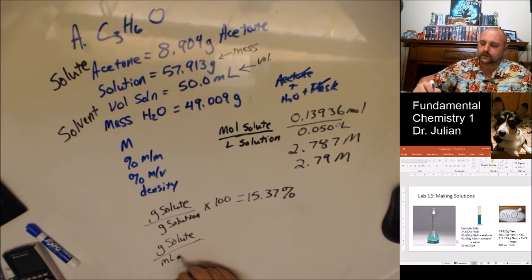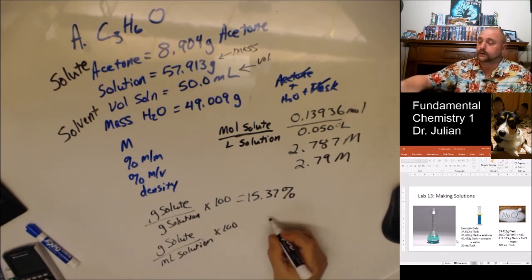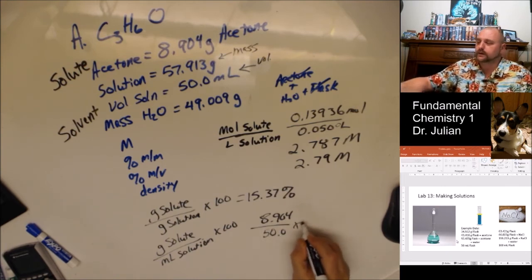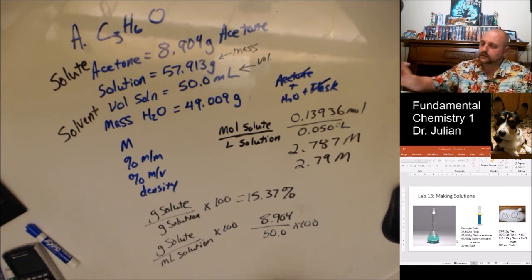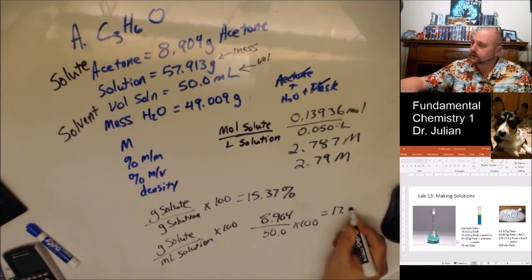Okay, percent mass over volume is grams of solute over milliliters of solution times 100. Now they're probably going to be pretty close here. Let's see, 8.904 divided by milliliters of solution, which was 50.0, times 100. That would be 17.81%.